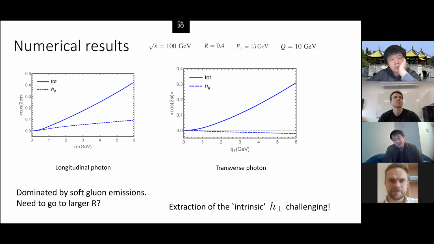There are many papers written about this h perp dependence, but you have to worry about this soft gluon radiation. I would say it's quite challenging because you have a huge background here, which has nothing to do with the linearly polarized gluon distribution function. One way to reduce this final state radiation is to go to larger R, because then you have a log of R, and that becomes small. So that's one way, but it's still quite challenging. You need a very accurate control of this perturbatively generated cosine 2 phi dependence. So the extraction of linearly polarized gluon is not as simple and straightforward as previously thought in the literature.